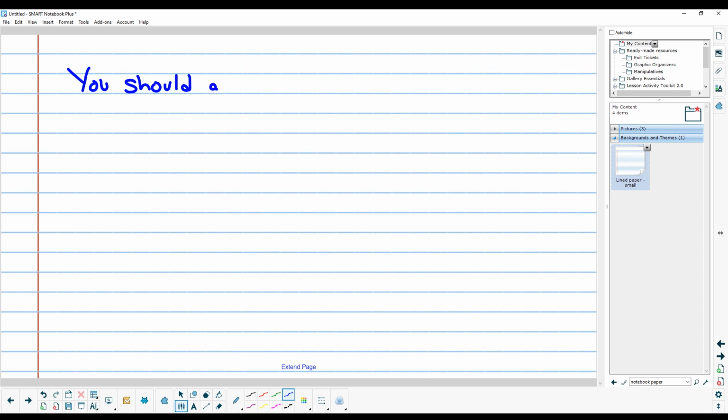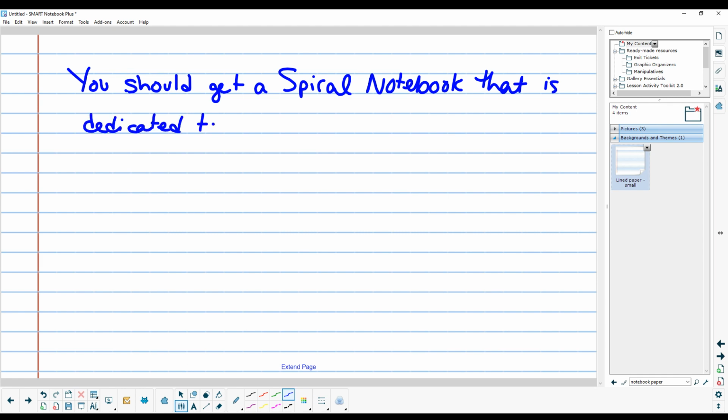Okay, I want you, hopefully you already have this, a spiral notebook that is dedicated to notes only for class. Okay. I will want you to get a second spiral notebook for homework. So you're going to have two.